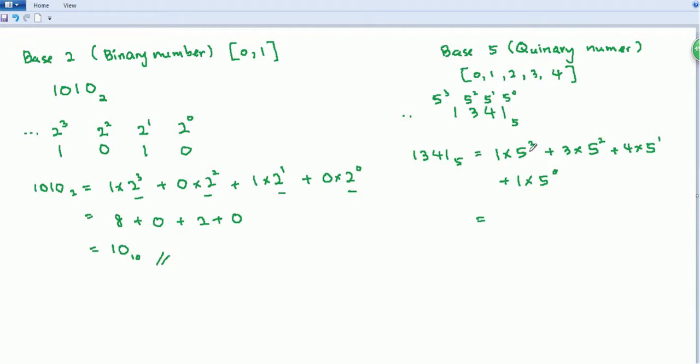1 multiplied by 5 to the power of 3, you just key in your calculator, you get 125. 3 multiplied by 25, you get 75. 4 multiplied by 5, you get 20. And be careful here, a number raised to the power of 0 is equal to 1. So this is actually 1 multiplied by 1, you get 1. You just add up these numbers here. So if I give you a number 1341 base 5, it's actually equal to 221 in base 10.